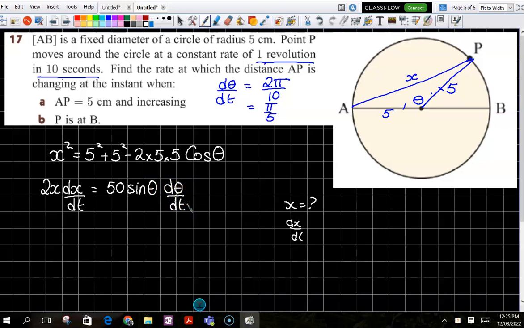Okay, and then we go, well, what is it that I have? I'm trying to find dx by dt, the rate at which the distance AP is changing. 50, that's okay. Theta, don't have theta. I do have d theta by dt, because we said that would be 2 pi every 10 seconds. How do we get theta? Well, when x is 5, that means it's an equilateral triangle. So theta must be 60. They're saying when x is 5, so we've got that one as well. So then you can just pop everything in and solve.